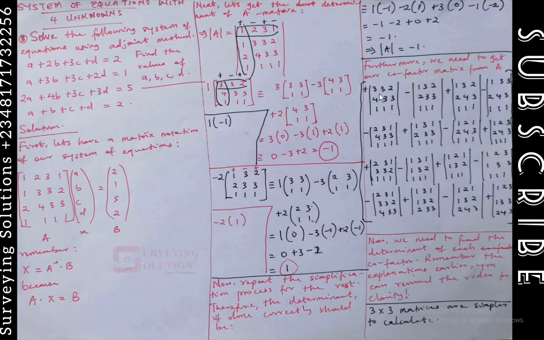Good. So by the time you find the determinant of this matrix, you get a value. If you find the determinant of this, you get a value. The same thing for this, down to this last element, right? Good. Because each of the elements is now represented by a matrix. So now we need to find the determinant of each cofactor. Remember the explanations earlier. You can rewind the video for clarity, right? Good. You can always pause and rewind. Now, 3 by 3 matrices are simple to calculate, unlike the 4 by 4 matrix we started with. So immediately you get to this 3 by 3 matrix, which is something like this. It's always easier.